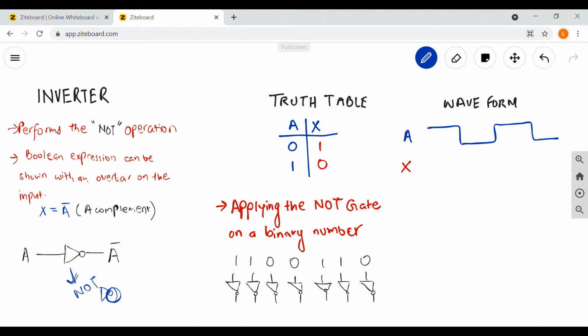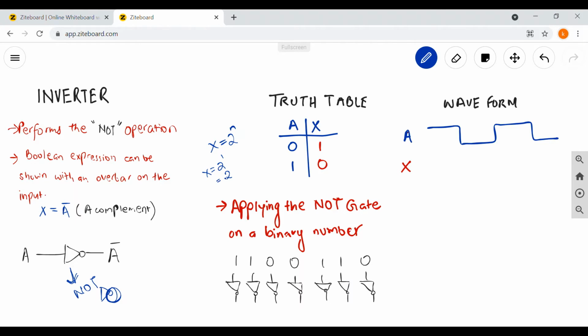And you guys know that when we're making a truth table, we basically use the formula x equals 2 to the power n, where n is the number of inputs. The NOT gate only has one input, so we're just going to have x equals 2 to the power 1, which means we're only going to have two rows. If you input a 0, you're going to get a 1 as the output, and if you input a 1, you're going to get a 0 as the output.